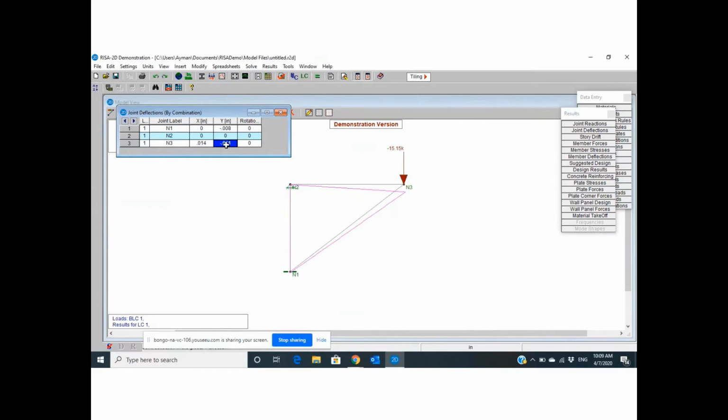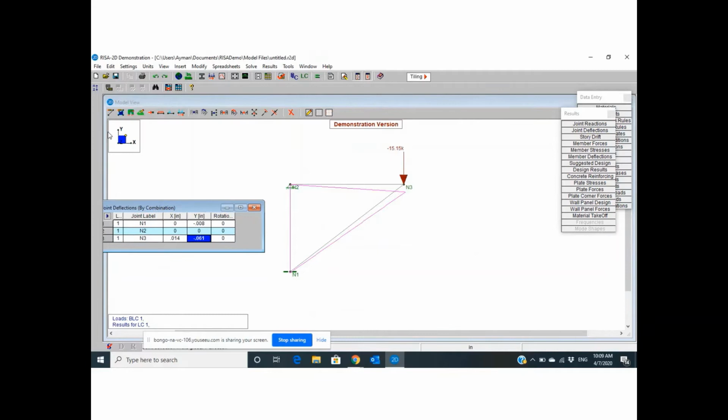And as you learned, if your value is negative, it is opposite to the y direction. Your positive y is up, that means this point moved down. Your x displacement or deflection is positive, that means it follows the positive direction of x. That means this point moved to the right. So the final answer for this joint: moved down and to the right.